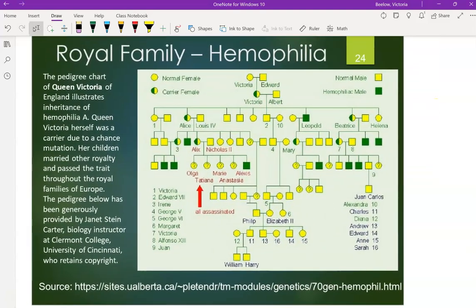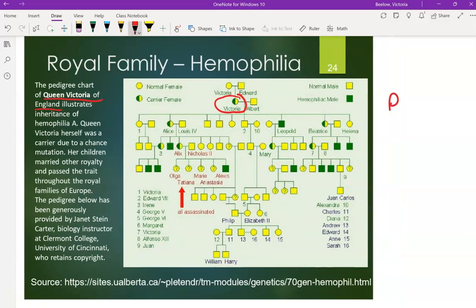Here's an example of a royal family that had hemophilia. So Queen Victoria of England, right here, she inherited hemophilia. So she ended up having a mutation for hemophilia A. So she's a carrier. She didn't know that she was carrying the trait. Hemophilia is recessive. Okay, so she is carrying it. So if we're using the letter H, she's probably capital H, lowercase h. And the only way to have the recessive trait is to have the lowercase h's.